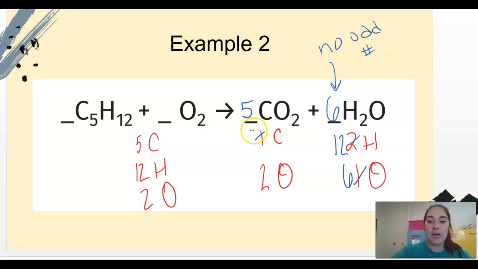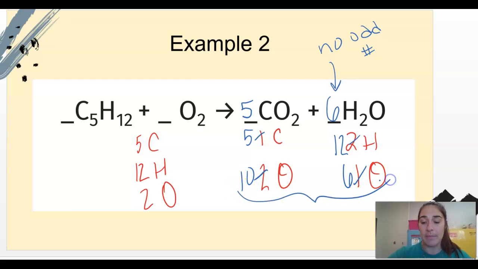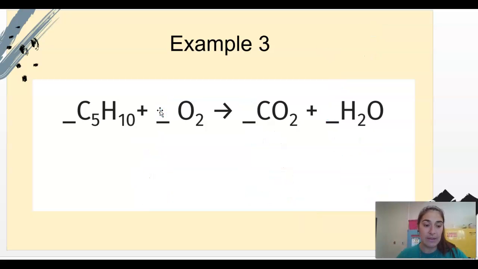So that changed my carbon to 5 and my oxygen to 10. So carbon is balanced, so I'm left looking at my total oxygens, which is 16. Therefore, I need to balance with an 8. Great. Now let's look at one where the odd number thing is going to come in.